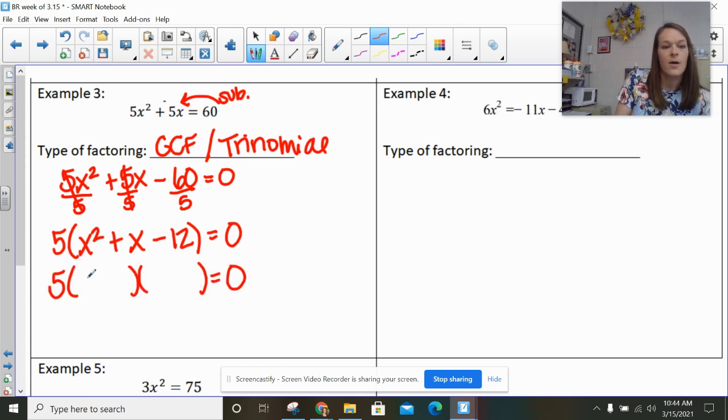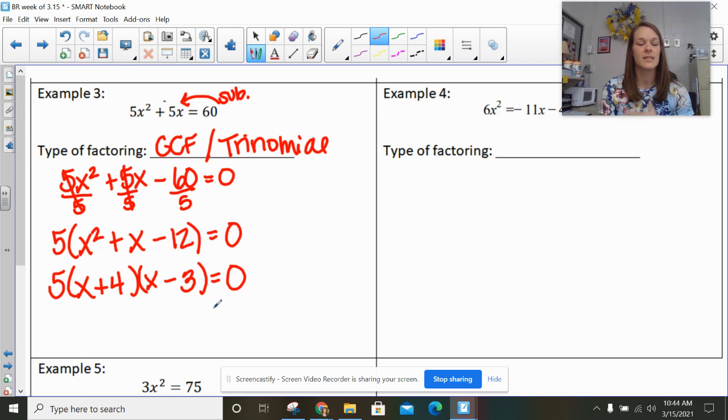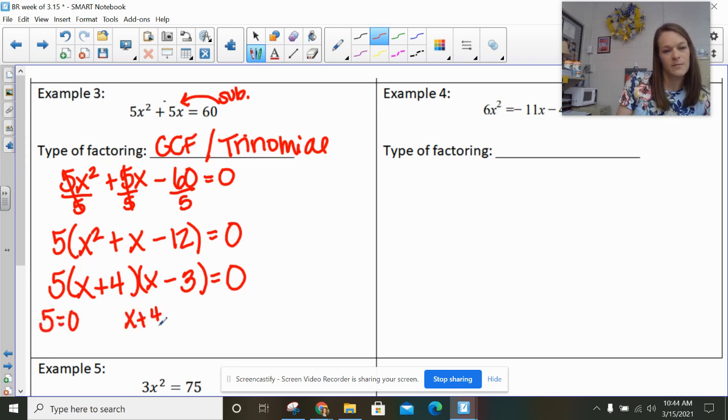All right, so now I have a trinomial. So what multiplies to give me -12 and adds to give me 1? Okay, so that's going to be a +4 and a -3. All right, and now I'm going to do the same thing we did on the other one. Take each factor, set it equal to 0. So I have 5 equals 0, x plus 4 equals 0, and x minus 3 equals 0.